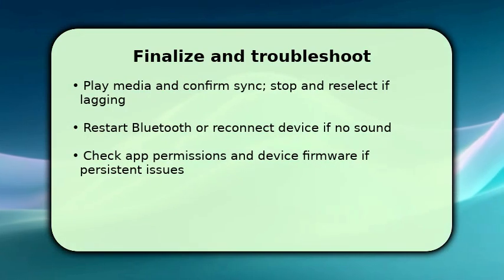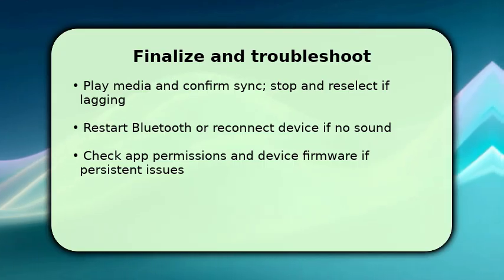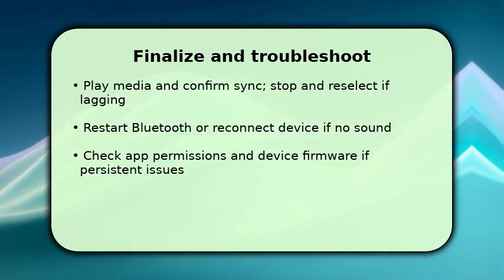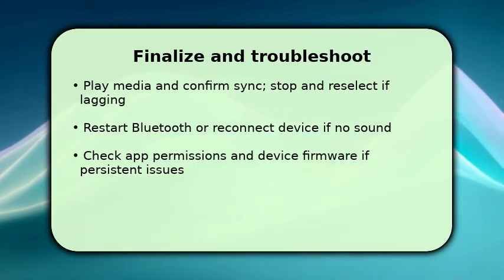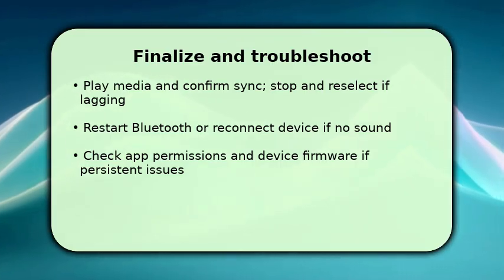You finish by playing your chosen media and watching for sync and quality. If audio is delayed or missing, stop playback and reselect the output device. Simple switching often clears glitches. If that fails, toggle Bluetooth or Wi-Fi, power cycle the accessory, and reconnect.